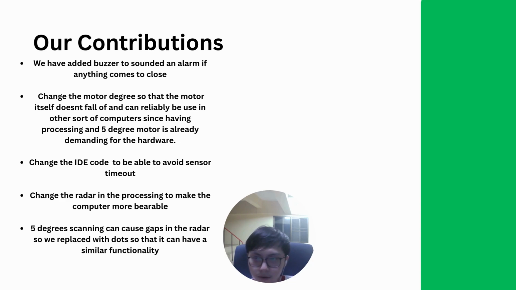Firstly, we have added a buzzer to play a sound alarm if anything comes close, and then we changed the motor degree so that it can be used on other sorts of computers, and we changed the IDE code to avoid the sensor timeout, and also changed the radar in the processing to make the display more variable. And we also changed the 5-degree scanning that can cause a gap in the radar, so we replaced it with a dot instead. But still, it has similar functionality. So thank you for watching our presentation.